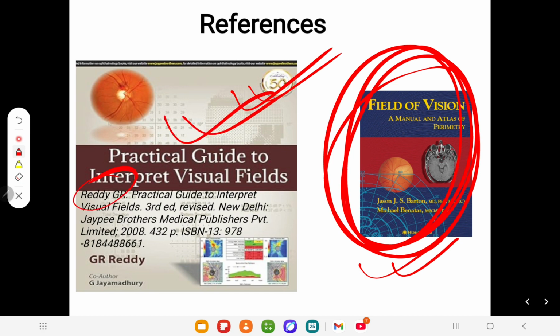Okay, so I think I have made my point about pattern deviation. Okay, this done. Cheers.